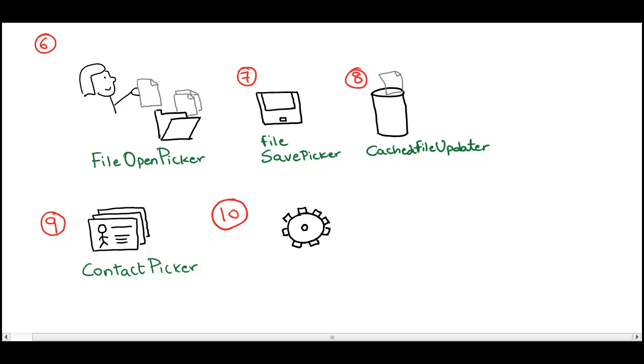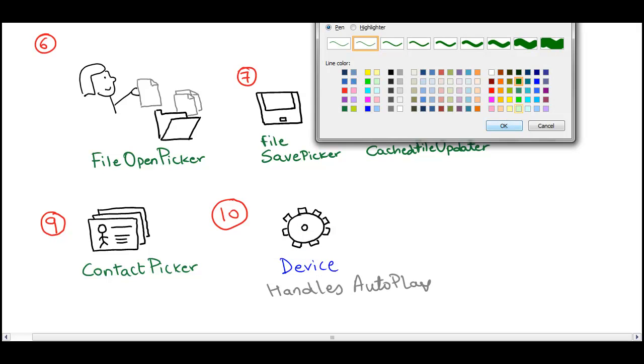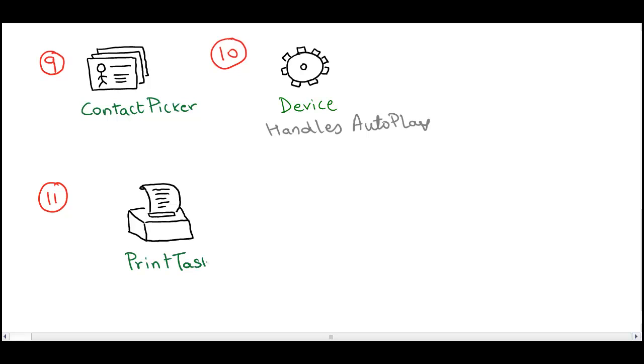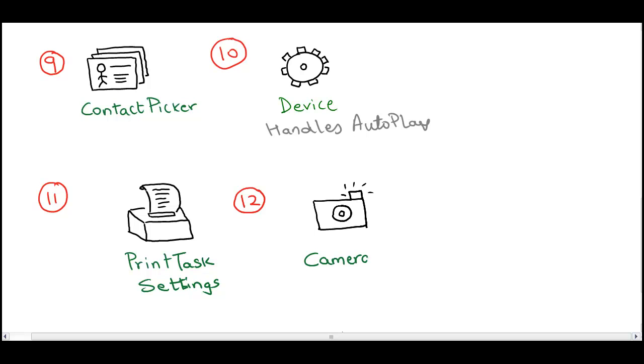Another scenario is where the application handles devices which are added to the system or handles autoplay. Two more areas where apps can get activated: an application can register itself and say that it handles print tasks. That's another way for the application to get activated. The last is where the application captures photos or videos from an attached camera, so camera settings.